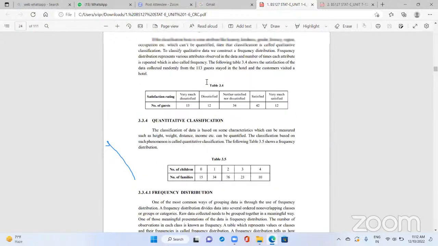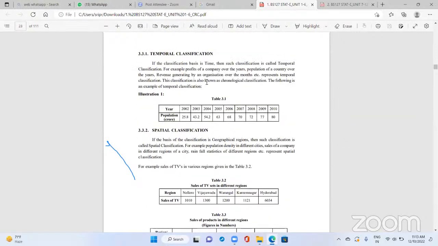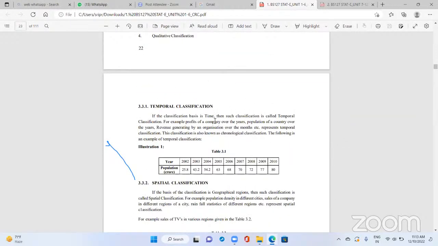Okay. Now coming to temporal, based upon time. If the classification basis is time, then such a classification is called temporal classification. For example, profits of a company over the years, population of a country over the years, revenue generated by the organization over the months, etc. Here you can see year 2002, production is 25.8 crores. In 2003, 43.28 crores. 2004, 54.2 crores. So this is the temporal classification.